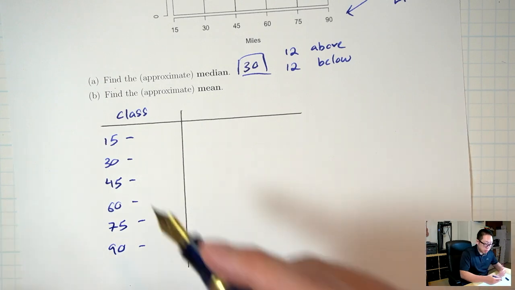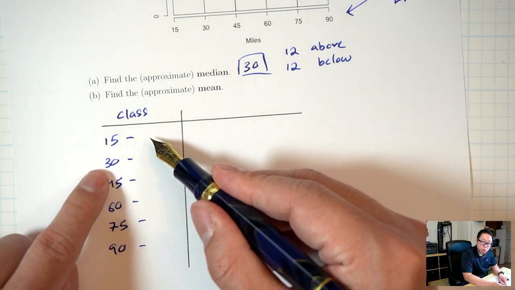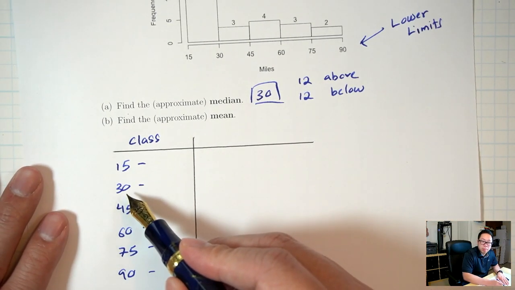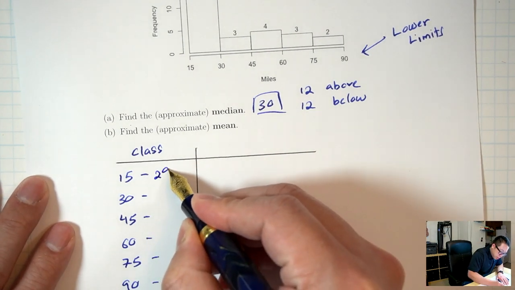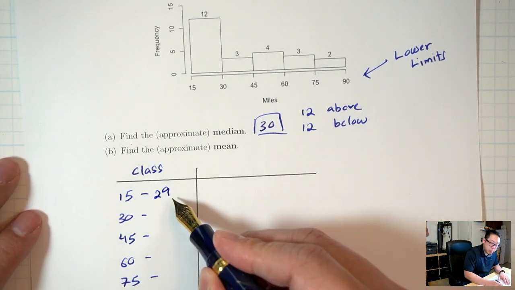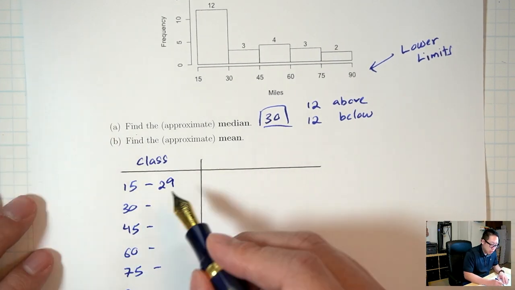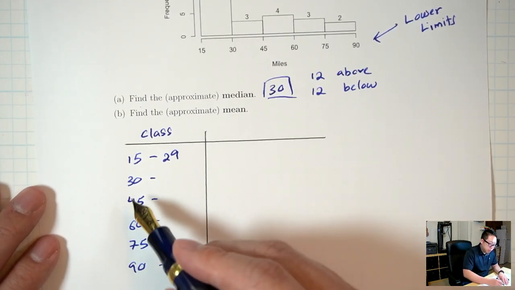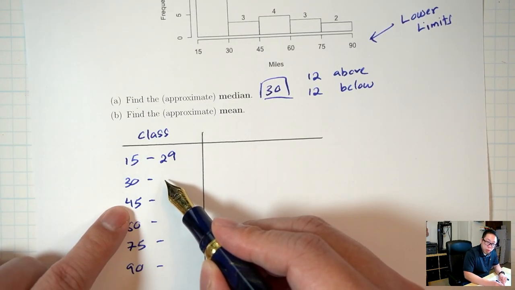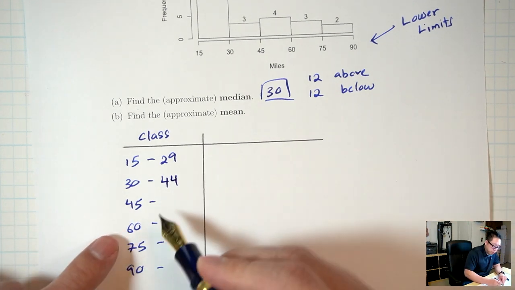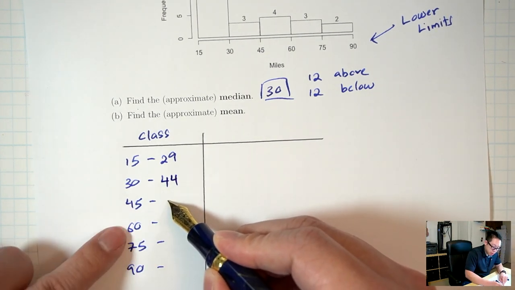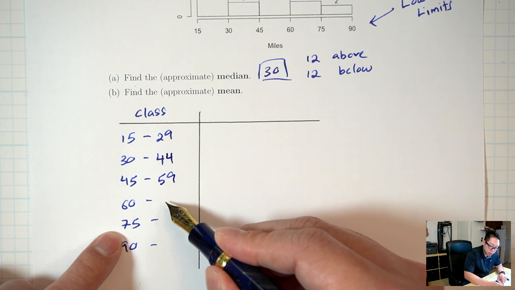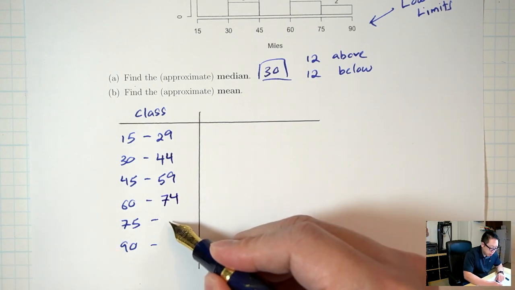How do you find the uppers? Just look at the next lower and go slightly below it. What number is slightly below 30? 29. Since we don't have the original data, I don't know how many decimal points to put, so 29 is fine. You could also go 29.99 or 29.999. It doesn't matter here. The next upper should be slightly below 45, which is 44. The next is slightly below 60, which is 59. The next is slightly below 75, which is 74. And then the next one is 89.